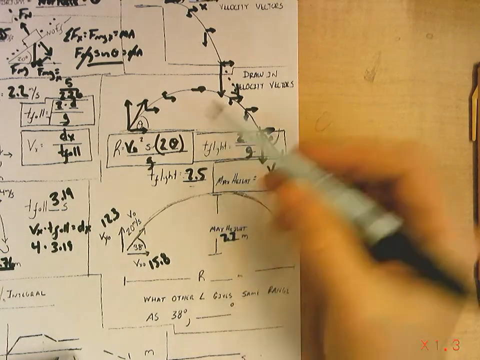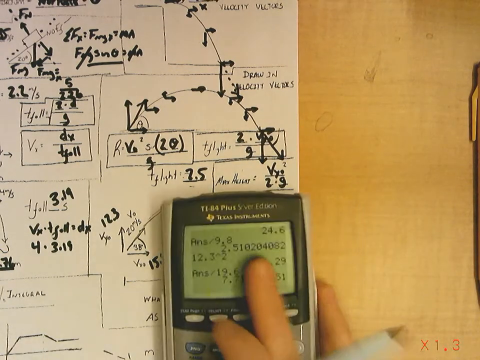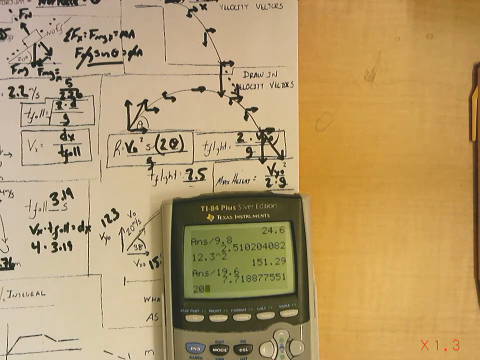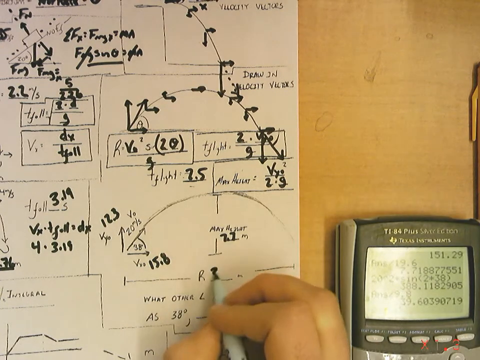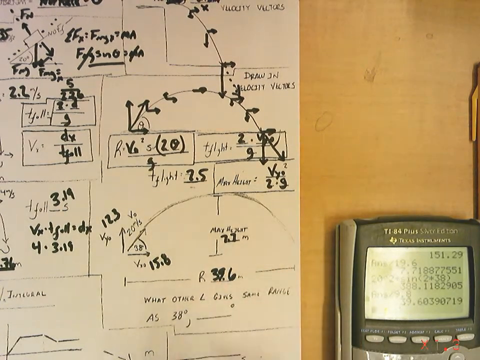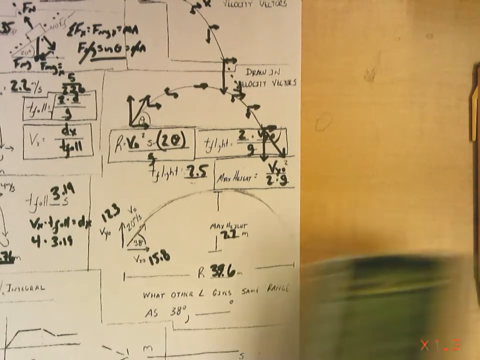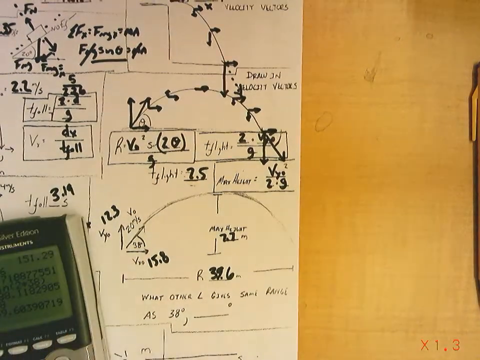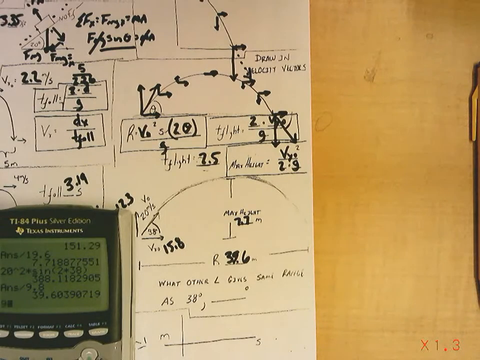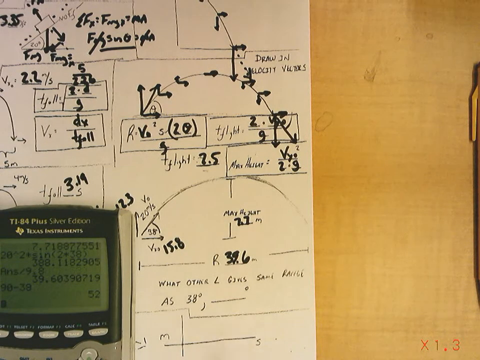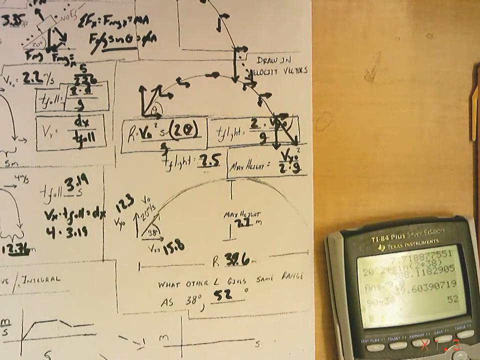For the range, when you plug it into the range equation, so we're going to say 20 squared times the sine of 2 times 38, and then we want to divide by 9.8, and that gives me a range of 39.6. What other angle will give the same range? Simply subtract from 90. So we'd say 90 minus 38, and we get 52 degrees. That's the other angle.